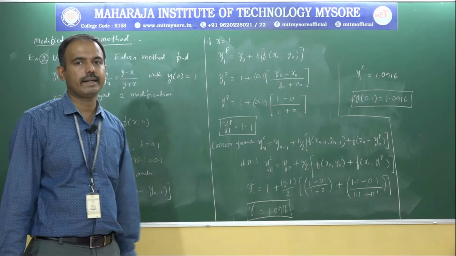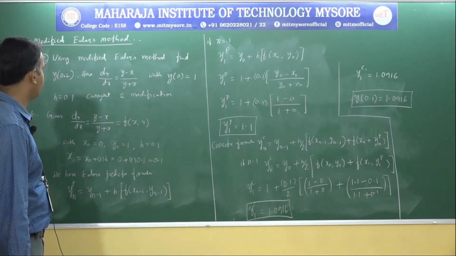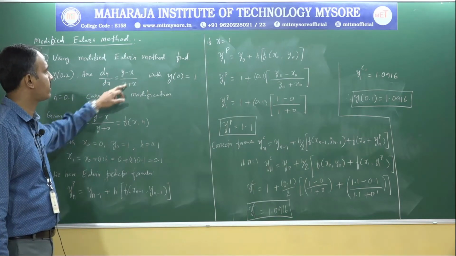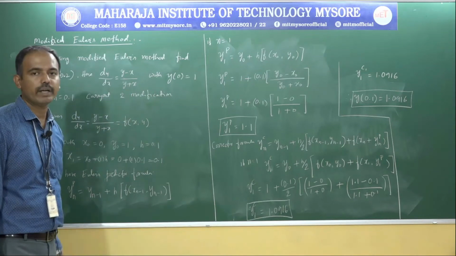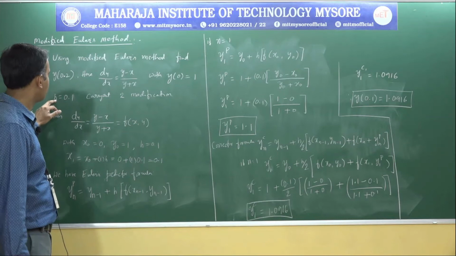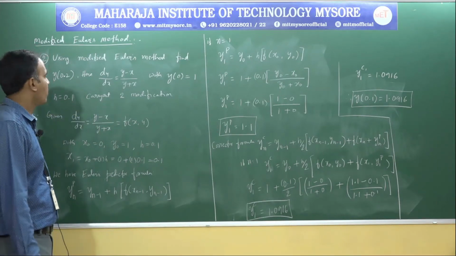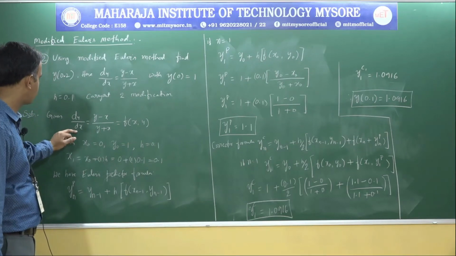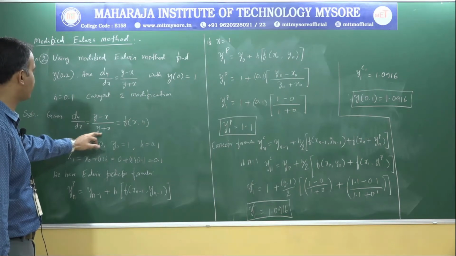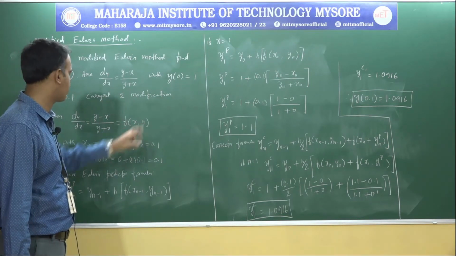Next, we can consider the second example. Using modified Euler's method, find y of 0.2, where dy by dx is equal to y minus x by y plus x, with y of 0 equal to 1. For h given as 0.1, carry out two modifications. Given dy by dx, y minus x in the numerator and y plus x in the denominator, we can assign the function f of x comma y.